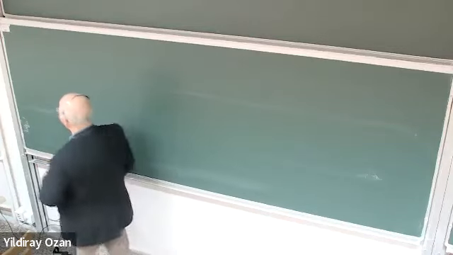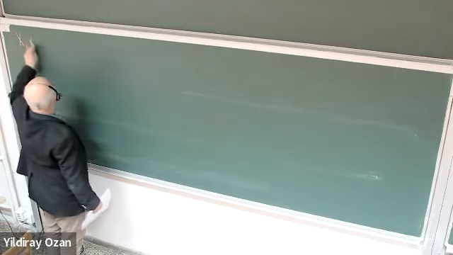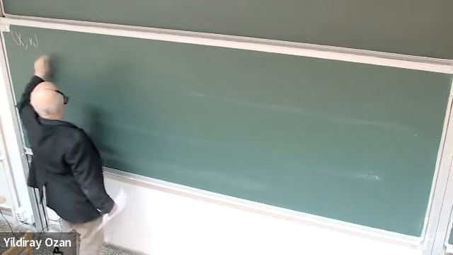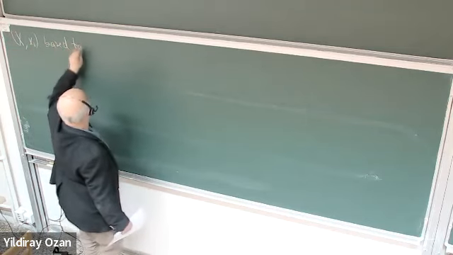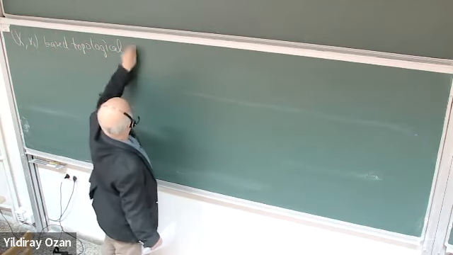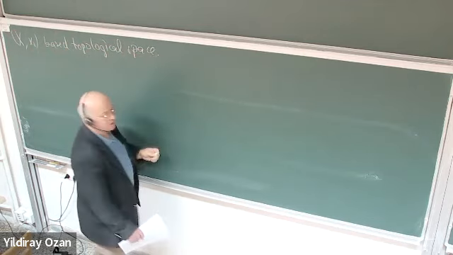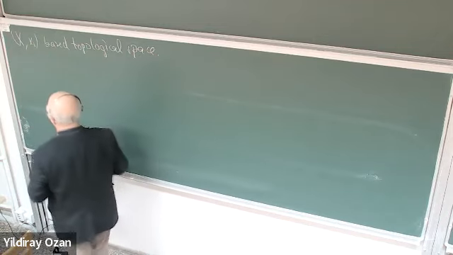Let's start. Let me remind you what we were doing last time. This is a based topological space. So it's a topological space and you fix a point. We call the pair a based topological space.